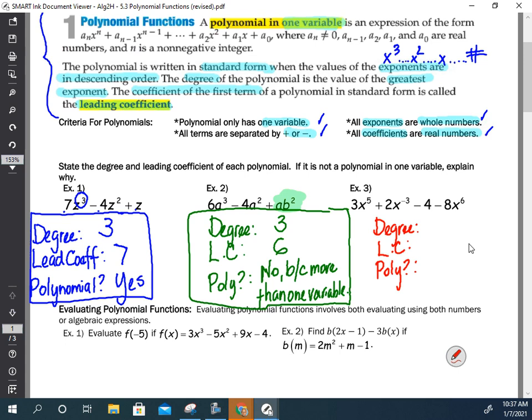All right, we're about ready to knock this one on out. So for the degree, I'm going to say it's 6. Leading coefficient, I'm going to say is -8. Is that a polynomial?